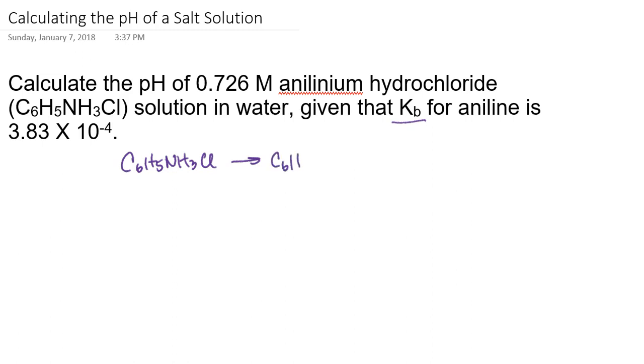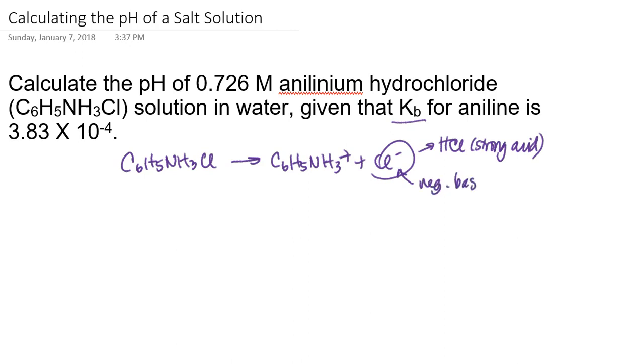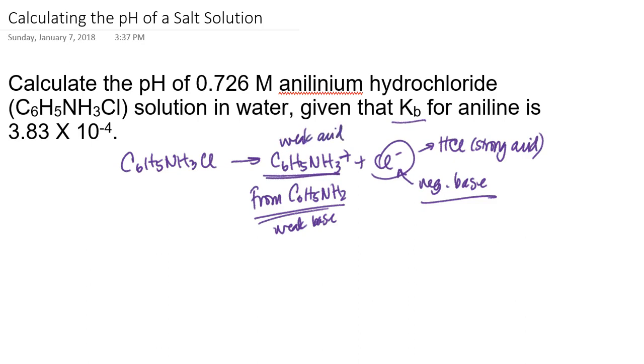then if this is a salt that is soluble, then I should expect the following ions. Okay, the chloride comes from hydrochloric acid, which is a strong acid, but that would mean that the chloride ion would be a negligible base. However, the anilinium ion would come from aniline. And again, considering that I only have a very small selection of strong bases to choose from, if you will, I should know that aniline would actually be a weak base. And so that means that its conjugate acid, the anilinium ion, should be a weak acid.